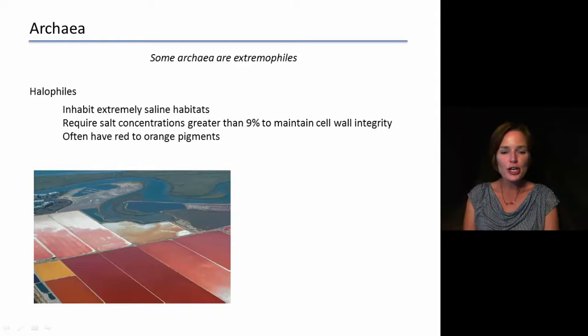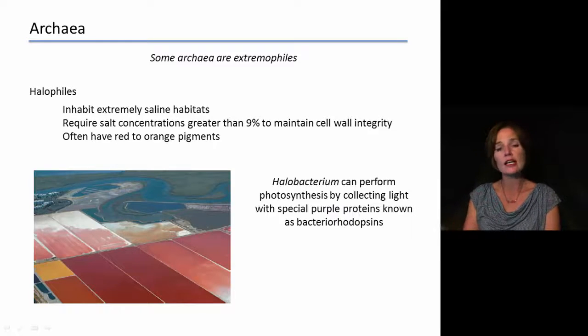If we look at this picture here, we can see a lot of red to orange pigments, and that is because there is a great abundance of halophiles that grow in these solar evaporation beds, which we're seeing here. These are located near San Francisco, and again, they're very salty, so the organisms that tend to survive there are halophiles. One of the most studied halophiles is Halobacterium.